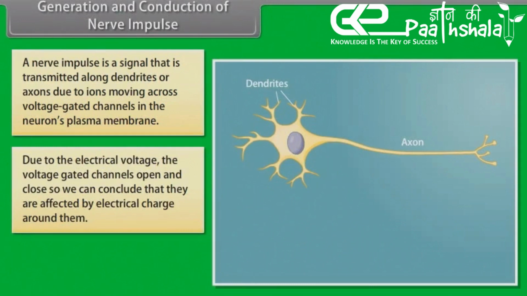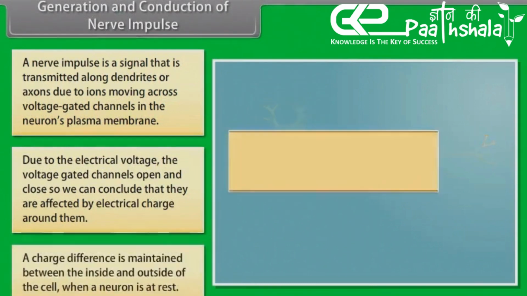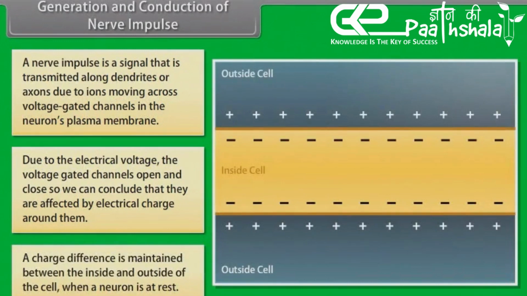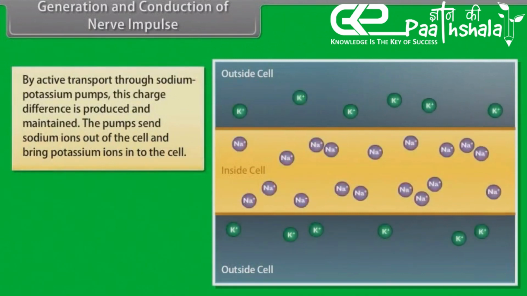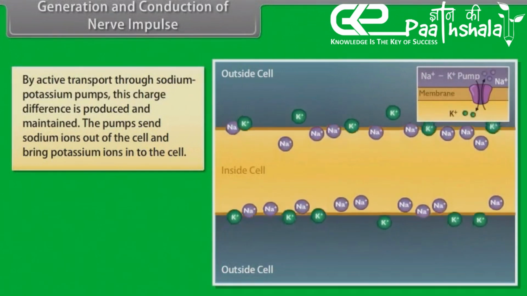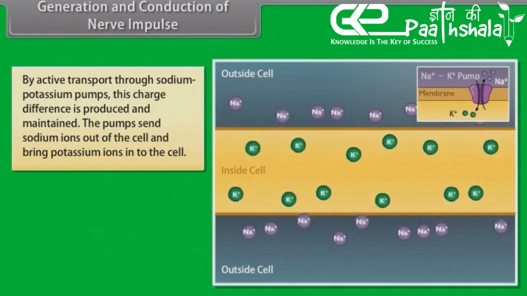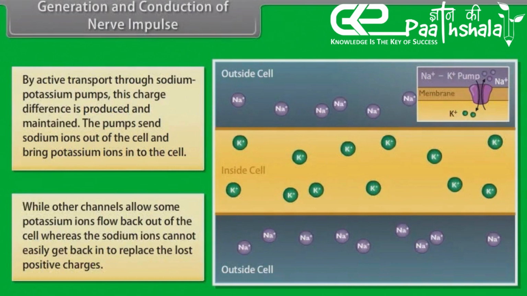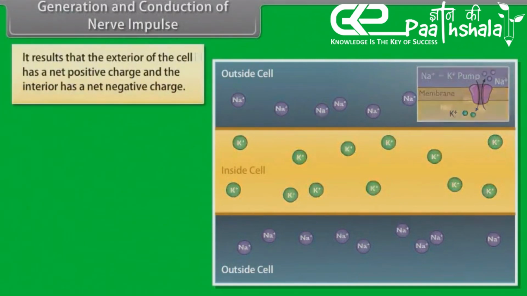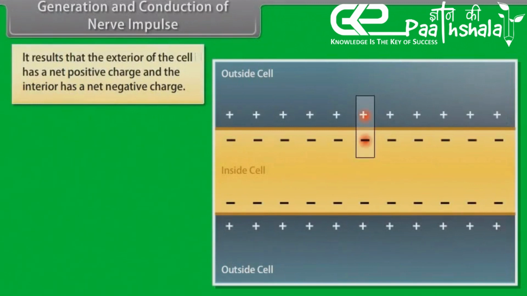electrical charge around them. A charge difference is maintained between the inside and outside of the cell when a neuron is at rest. By active transport through sodium-potassium pumps, this charge difference is produced and maintained. The pumps send sodium ions out of the cell and bring potassium ions into the cell, while other channels allow some potassium ions flow back out of the cell, whereas the sodium ions cannot easily get back in to replace the lost positive charges. It results that the exterior of the cell has a net positive charge and the interior has a net negative charge.